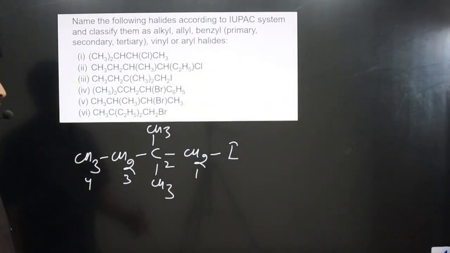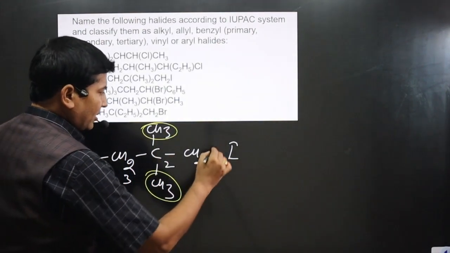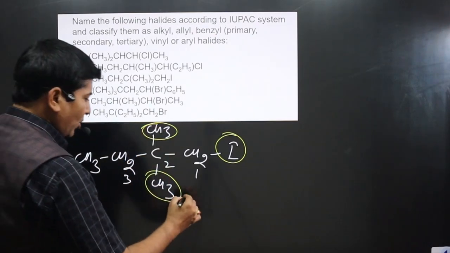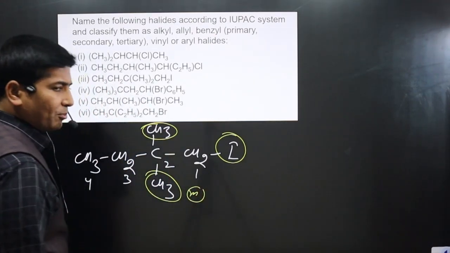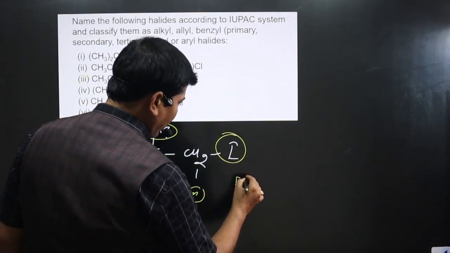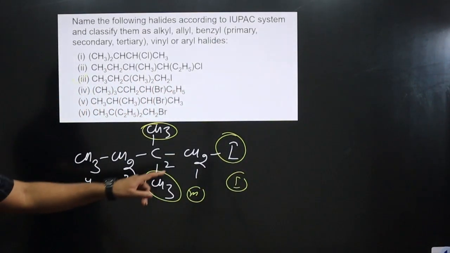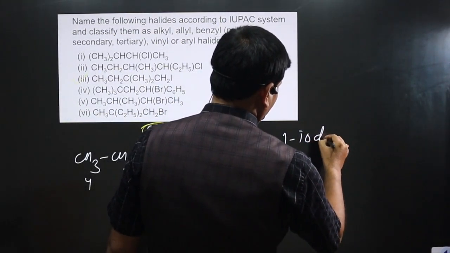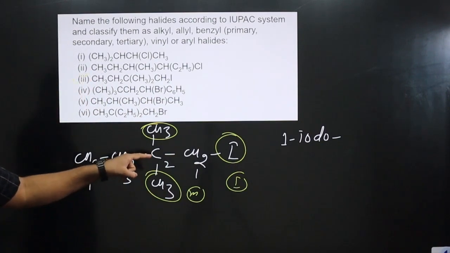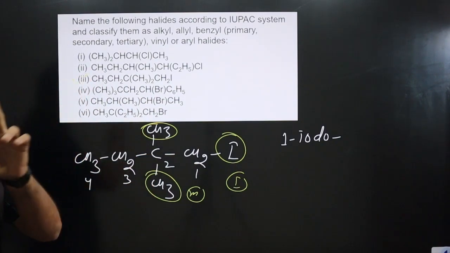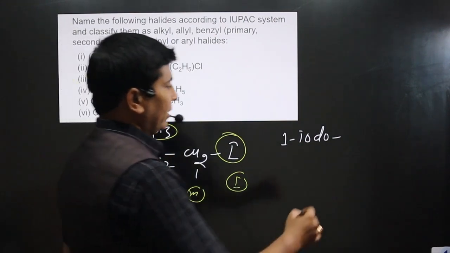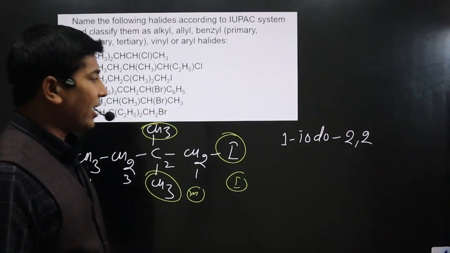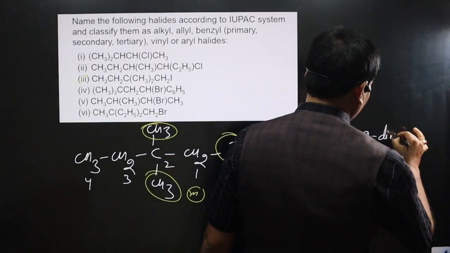So you can see branching. This is a branching, this is also branching, this is also branching. So we can arrange them in alphabetical order. We have the methyl group starting from M, and iodo starting from I. So I comes before M, so we mention 1-iodo. Then to the second carbon two methyl groups are attached, so two times we mention 2,2, with a comma between the numbers, and dimethyl: 2,2-dimethyl.